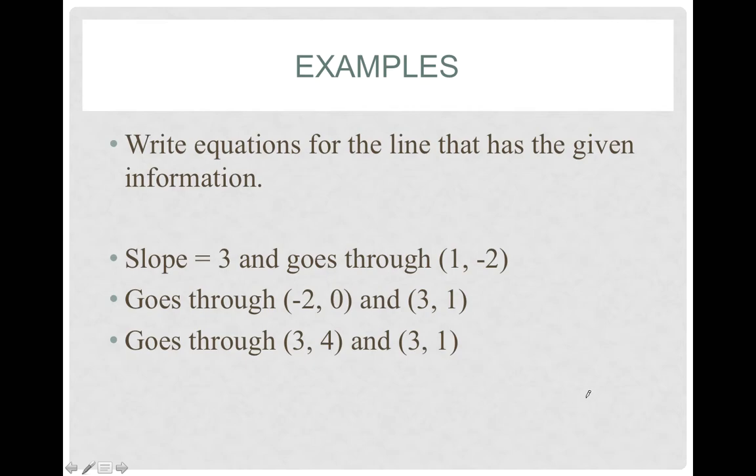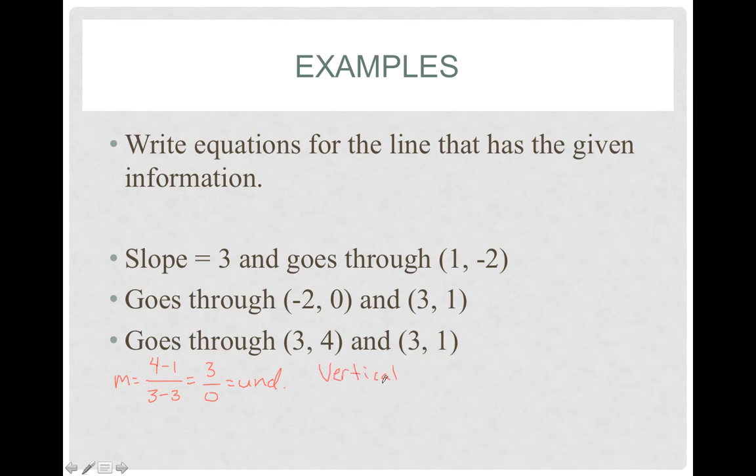All right, what about this one? The point 3, 4 and the point 3, 1. So if you go to do slope, now some of you might be able to know exactly what this is already, but if you went to do slope and you did 4 minus 1 over 3 minus 3, you get 3 over 0, which means it's undefined. Well, an undefined slope means it's vertical.